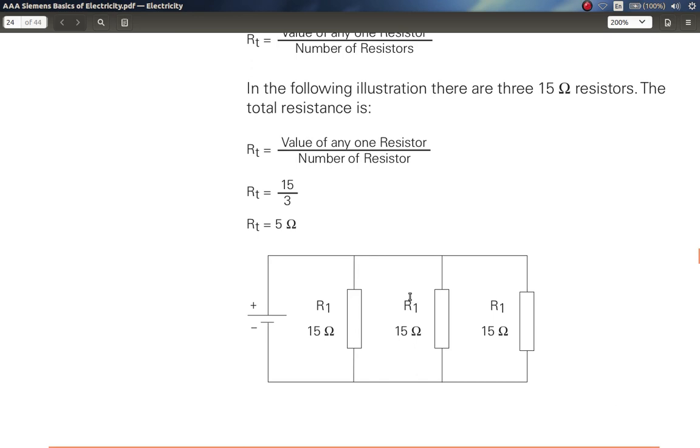The value of any one resistor divided by the number of resistors. So in this case, RT, the total resistance, is 15 ohms divided by 3. So what that means is that if there were 4 of them, total resistance would be 1/4 of each. If there were 5 of them, total resistance would be 1/5 of each, and so on and so forth. But be careful, this considers that the resistances are exactly the same.